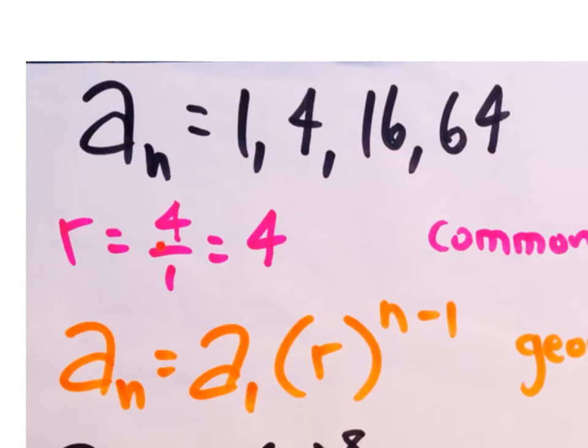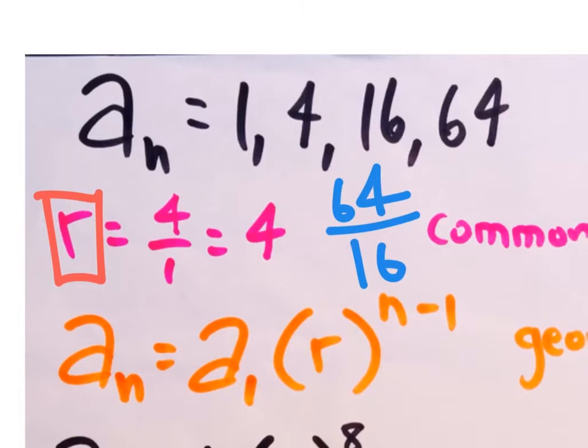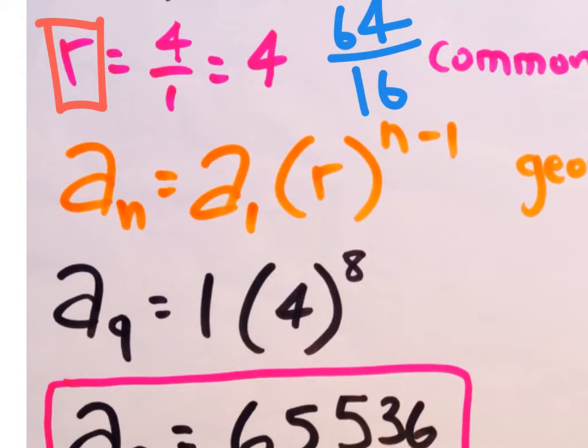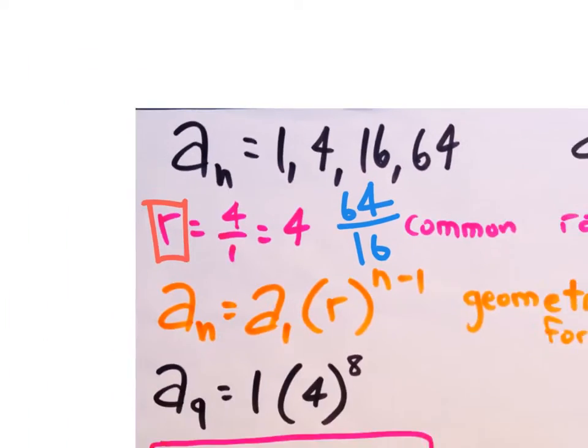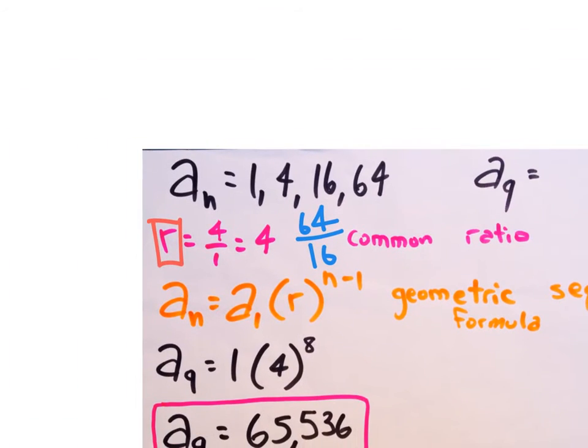In this case, 4 divided by 1 is going to give us 4. Alternatively, we could have taken 64 and divided it by 16. So that gives us the common ratio, in this case, again, 4. We're going to be plugging that into the explicit equation formula. And let's say for this equation, we're going to be looking for a sub 9. How do we find the 9th term?